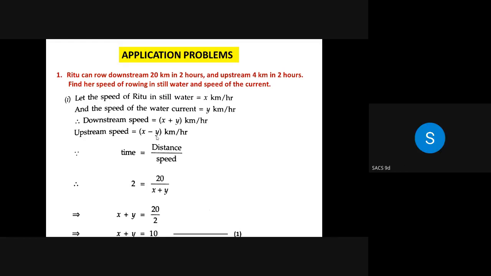Now, any one of you, only one person who wants to answer this can unmute the mic and say: this upstream speed, now downstream is x plus y. X plus y or y plus x will not make any difference. My question is, will x minus y or y minus x make any difference? It will make a difference to the answer, but why is it x minus y and not y minus x? Because this is a common mistake made. So please understand why it is x minus y and why not y minus x.